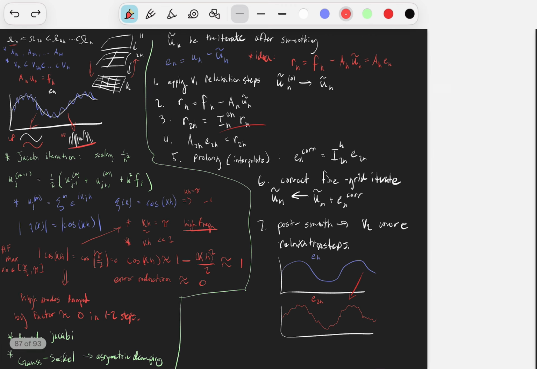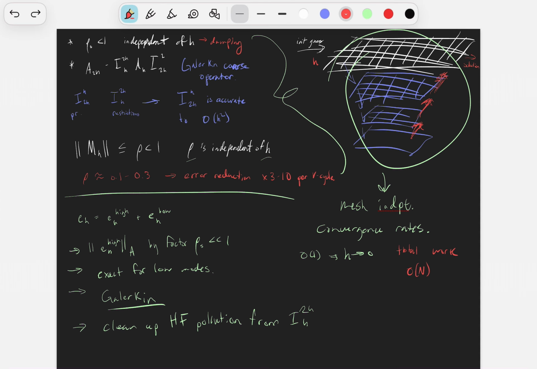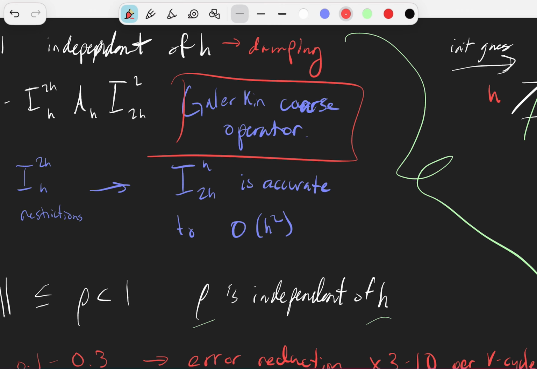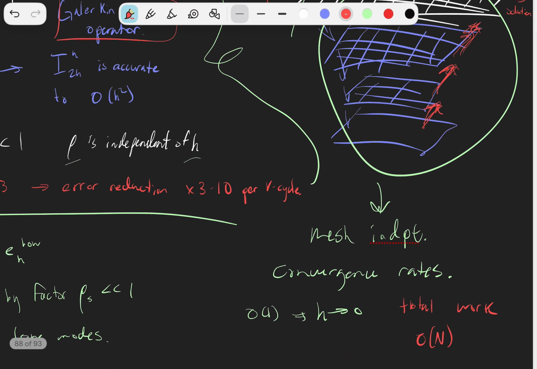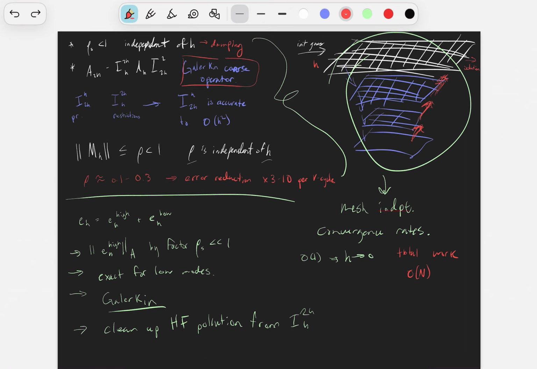I hope this is as interesting to you as it is to me, because this is really important to recognize as another tool that you have: the idea of what are the mesh independent things that I can do and take advantage of, mirroring these Galerkin coarse operators that encode the correction energies to then interpolate back onto the grid.